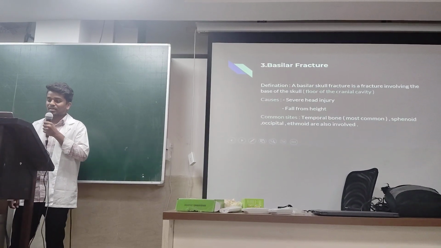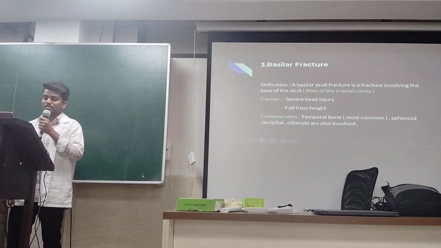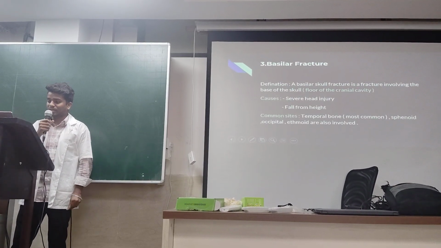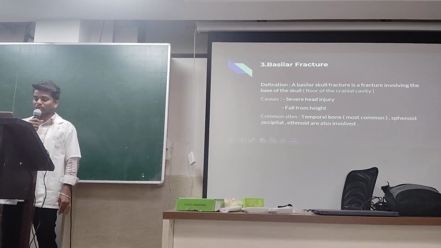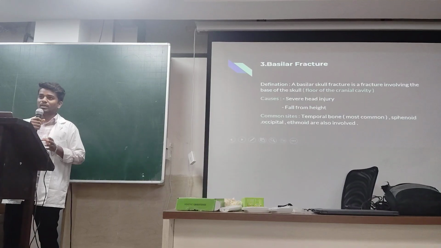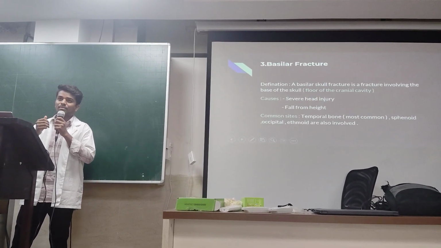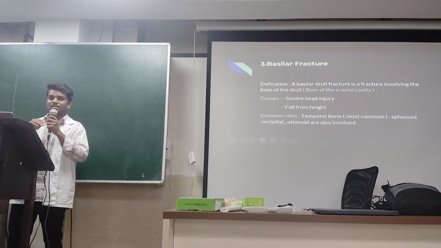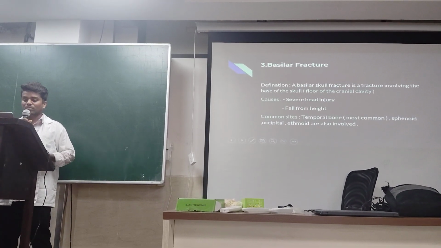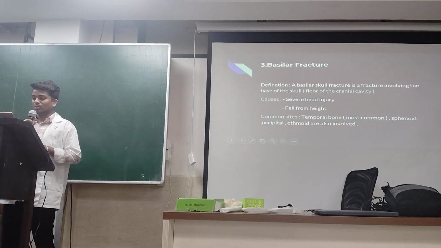A basilar fracture. Basilar fracture is a fracture involving the base of the skull, the floor of the cranial cavity. Causes of this may be severe head injury and fall from height, etc. It is usually serious because many cranial nerves and blood vessels pass through these areas. That's why it is more serious. The common sites are the temporal bone, which is most common. Sphenoid, occipital, and ethmoid are also involved.